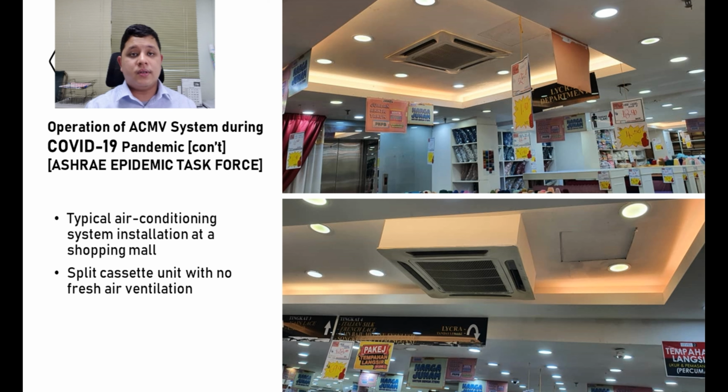The picture in this slide shows a typical ceiling cassette installation at a shopping mall. As you can see, there is no fresh air intake into the space. The unit is only circulating the air at all times. In this episode, we will discuss using pressure controls in reducing the potential exposure of humans to harmful pathogens in the air.